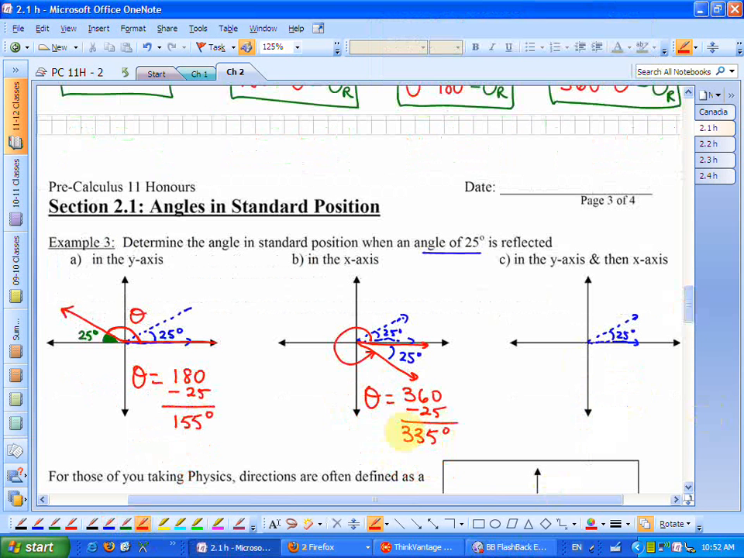And then the last one here, you have to reflect it twice. So you first do it in the y-axis, so you get the picture like in A. But then you reflect this green one in the x-axis, so it actually goes down here. So the actual angle I want you to draw for this one is here in the third quadrant. And of course, the angle theta is just 180 plus 25, 205.